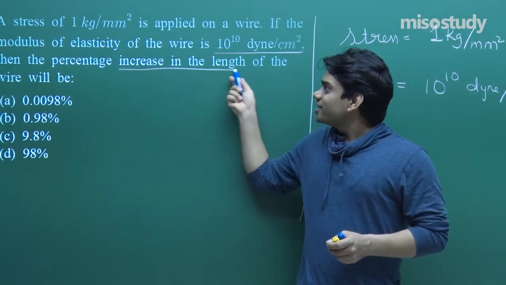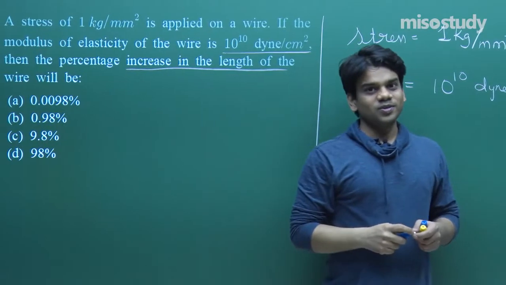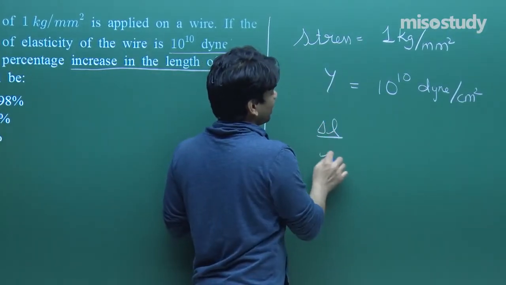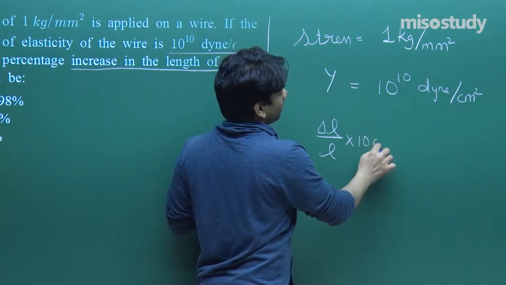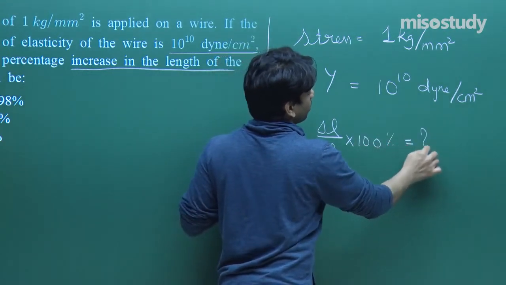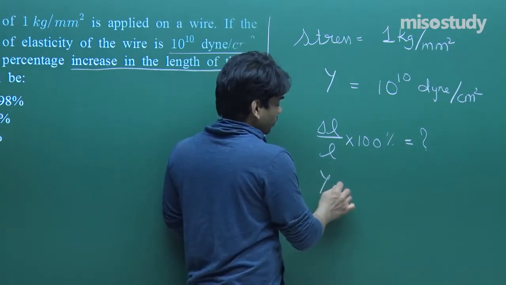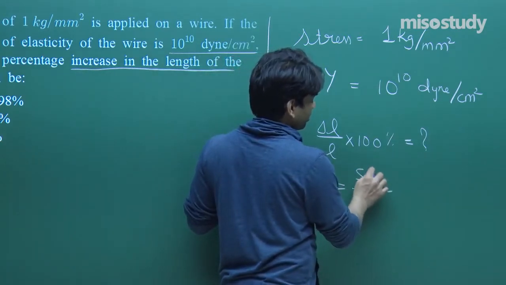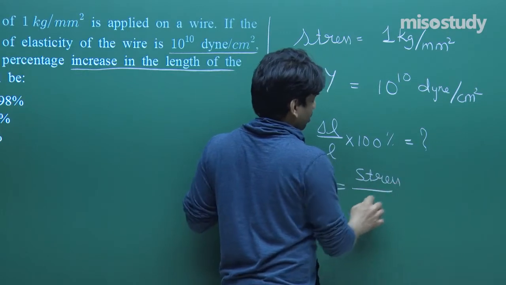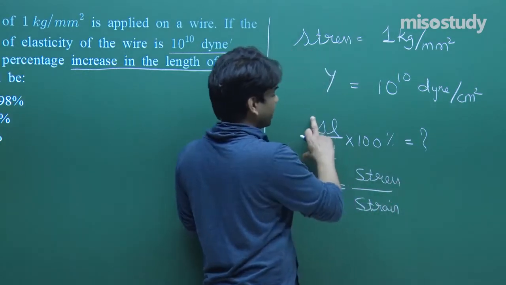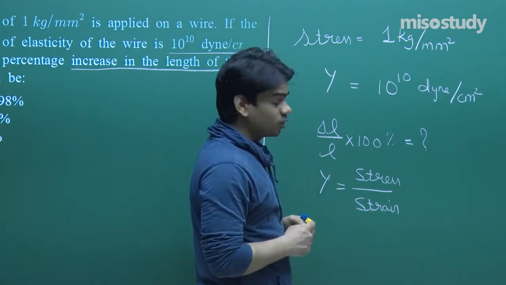The percentage increase in the length of the wire will be, so understand what we require. Percentage increase in length of the wire, we require delta L by L into 100%. This is what is required from us. We all know that Young's modulus is equal to stress upon strain. Strain is very simple, strain is only delta L by L. That is what we know about strain.